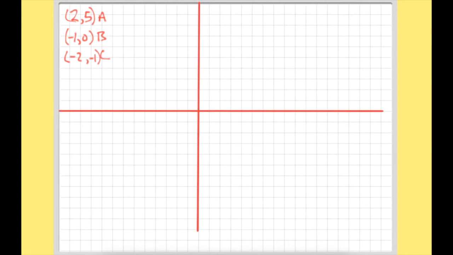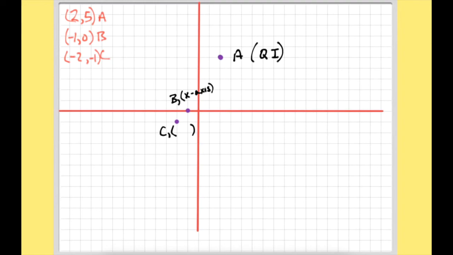So in order to locate A, we go to the right 2 units and up 5 units, because we got a positive 2, positive 5. That's where A belongs, and that is quadrant 1. For B, we go to the left 1 unit, and then we don't go up or down because our y value is 0. So here is B, and that's on the x-axis. C is at -2, -1, so we go back 2, down 1. And what quadrant is that in?